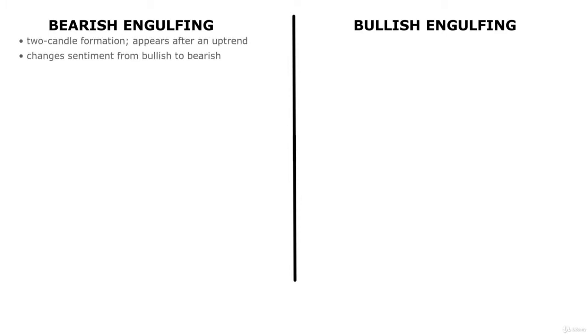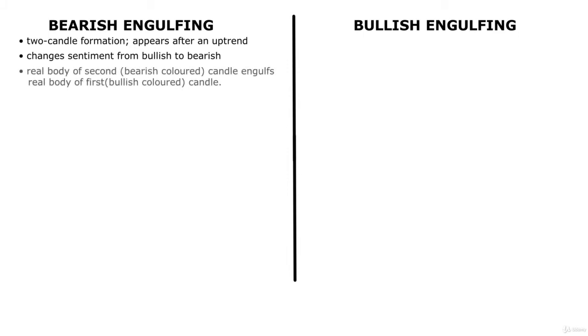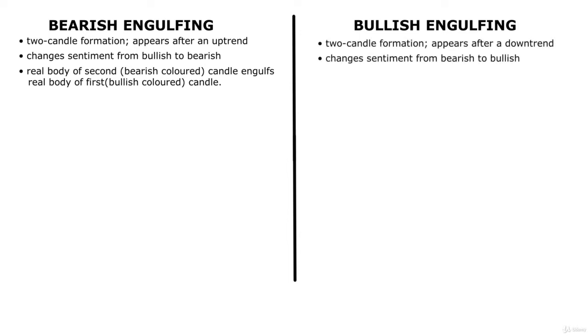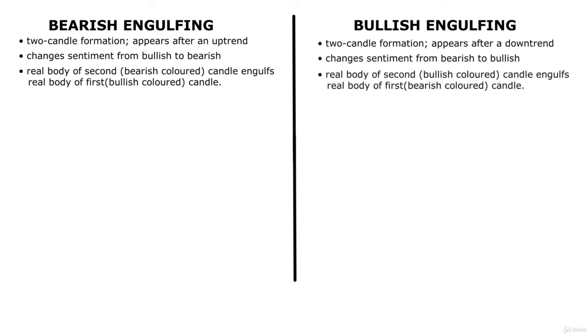A bearish engulfing pattern is the sign of bearish sentiment as the real body of the second candle in this pattern engulfs the real body of the first bullish candle. Similarly, a bullish engulfing pattern indicates buying strength and thus bullish sentiment as the bullish candle engulfs the entire real body of the first bearish candle. Now let's understand these patterns using illustrations.